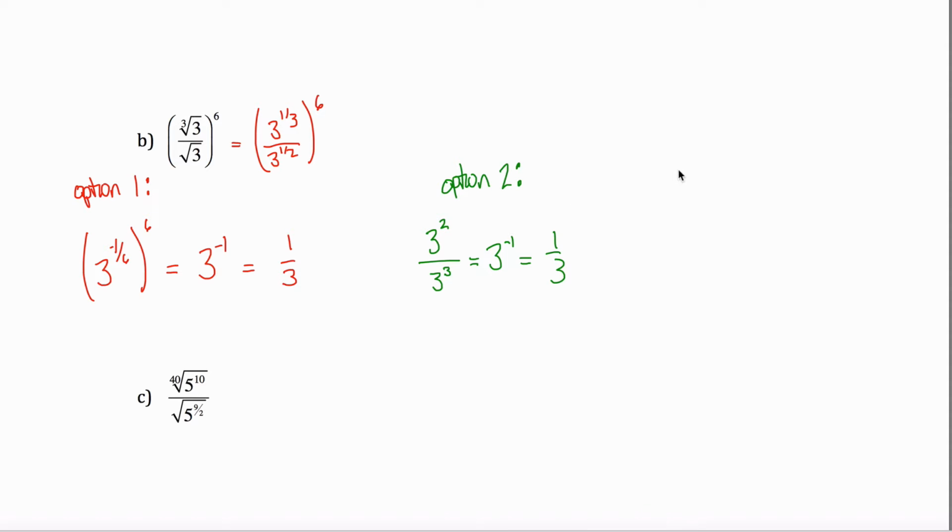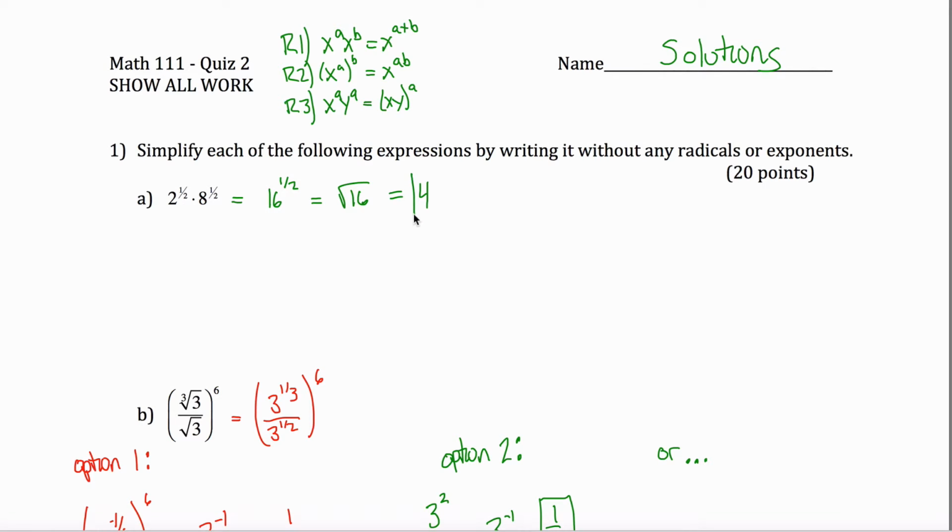And lots of other ways. I'm sure there's an option 3. Lots of different ways you can do these, but your answer should always be 1/3. Just like your answer up here should always be 4.